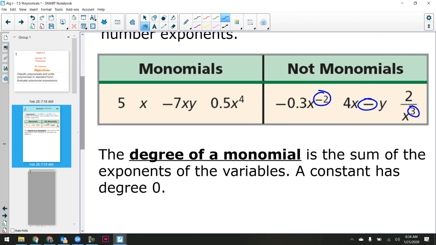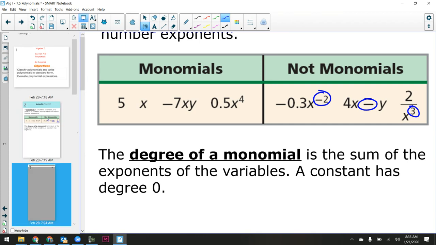So we've got to start out with our most basic monomial. The degree of any monomial is the sum of the exponents of the variables. The degree of a monomial is the sum of the exponents of the variables. Can you underline the word sum there for me? What does sum mean? Addition, right? You add up the exponents of the variables. If there are no variables there, if it's a constant, the degree is 0.